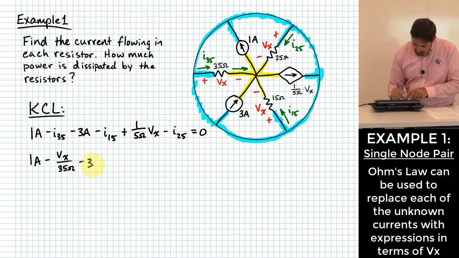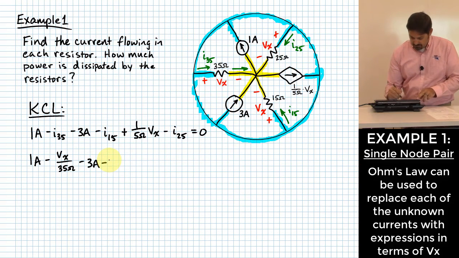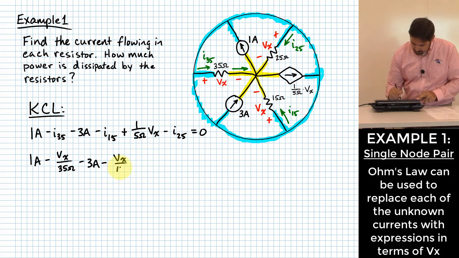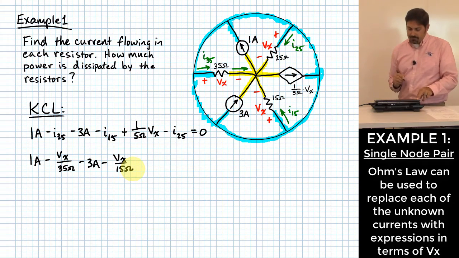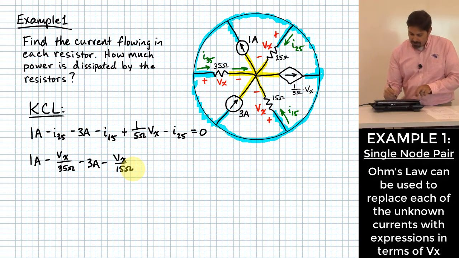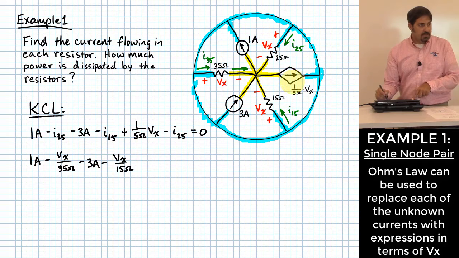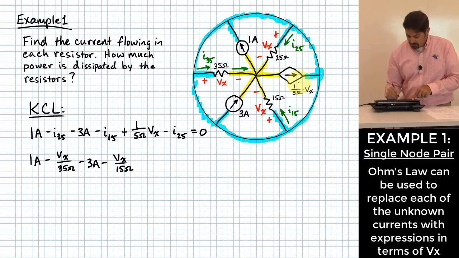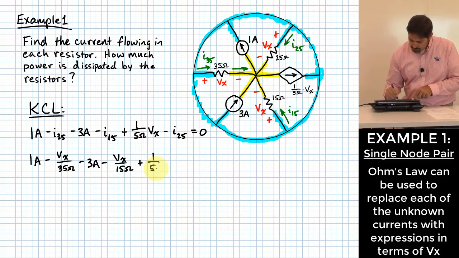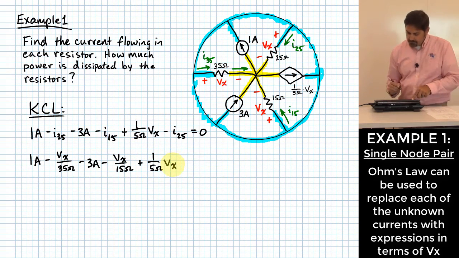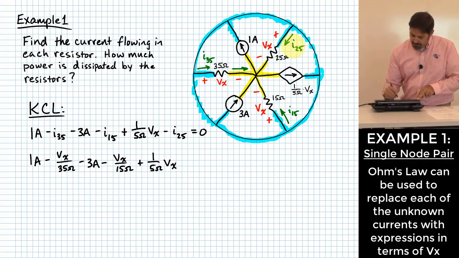3 amps I don't have to do anything with, but what can I do with I-15? Vx over 15 ohms. What can I do with my dependent source, or do I need to do anything with it? Doesn't really need to have anything done with it, right? 1 over 5 ohms Vx. And then I get up there to my I-25. I-25 can be rewritten as Vx over 25 ohms.